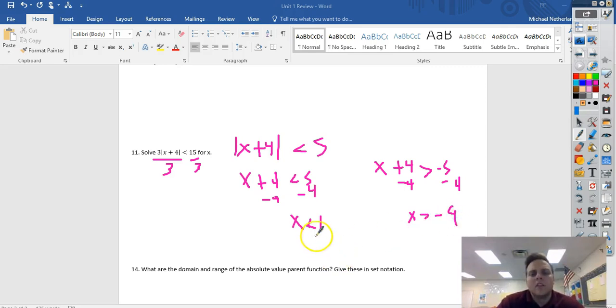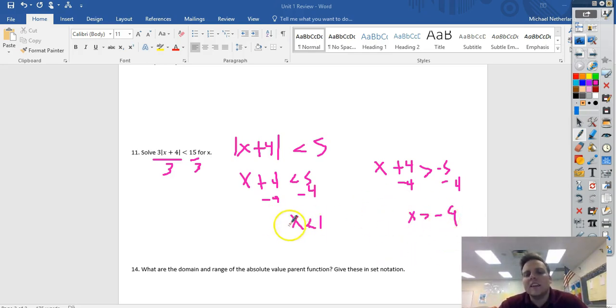Okay, so you pick a number that's less than 1, such as 0. You plug it in. 0 plus 4 is 4. The absolute value of 4 is 4. 4 times 3 is 12. Is 12 less than 15? Yes, it is. So this works. What about x is greater than negative 9? Well, wait, didn't I just use 0? Isn't 0 greater than negative 9? Yes. And since I knew 0 worked, then I know that x being greater than negative 9 would work.